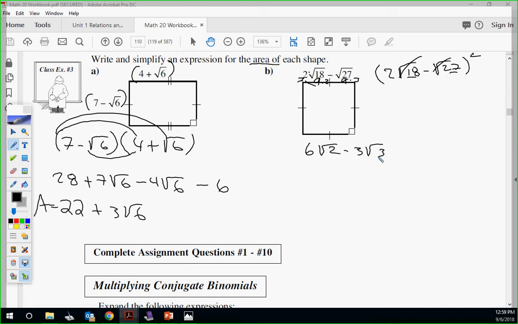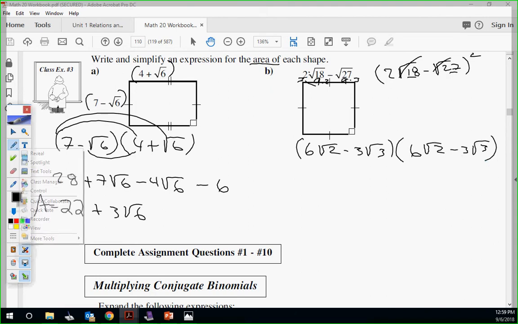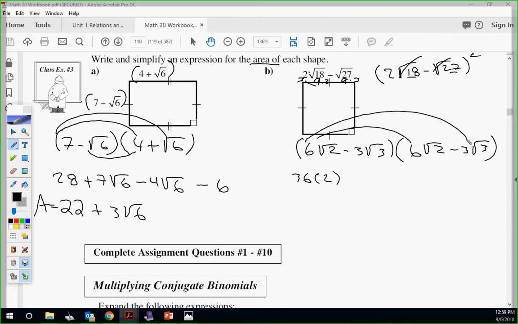Now we square this. So to square it, we're just going to write it twice. All right, I'm seeing a lot of confused faces. So let's pause it. Okay, yeah, so we're squaring it because it's a square. The sides are the same, so we write them the same and multiply them. So as Parker just said, it's 6 times 6, which is 36. Root 2 times root 2 is 2. And then we go 6 times negative 3 is negative 18.